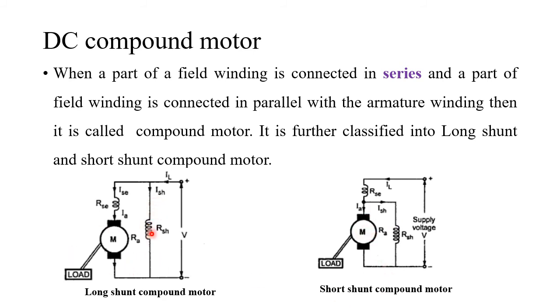Long shunt means both are connected in series, and this shunt winding will be connected in parallel. Whereas short shunt means only this armature will be in parallel to this shunt field winding.